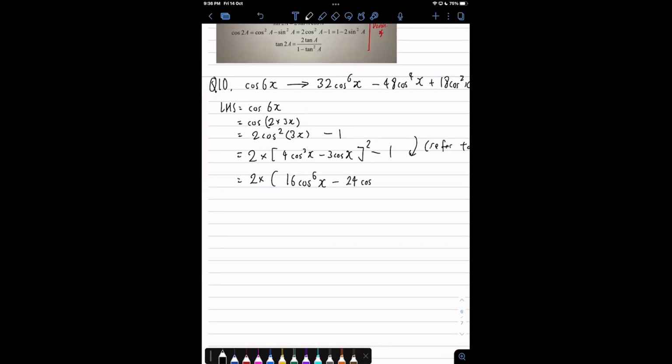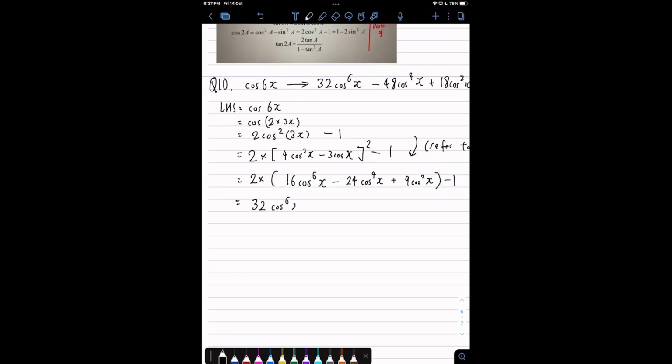Then cosine cube times cosine x. Power. Can I just simplify it? Yeah, very good. Power 4. I'll simplify straight away. I hope you're not confused. Plus 9 cosine square x. 3 square cos square is 9 cosine square x. Very good. Close the bracket and then minus 1. Okay, are we done? No. Times 2 throughout, then is equal. Yes, correct. Very, very good.